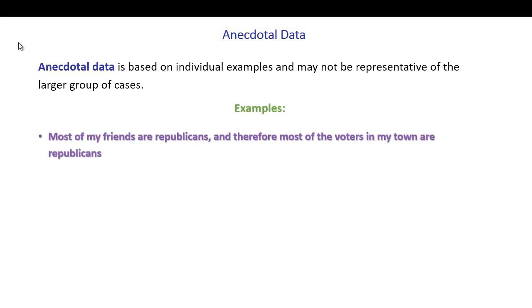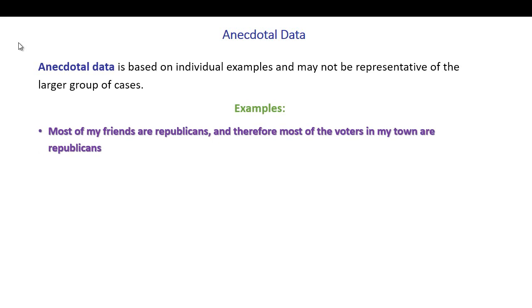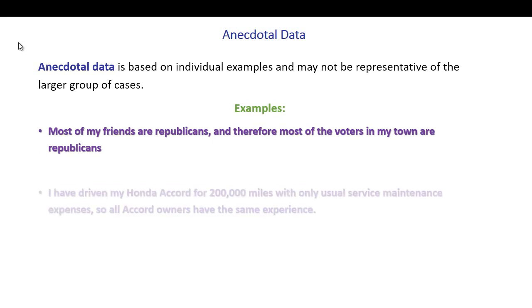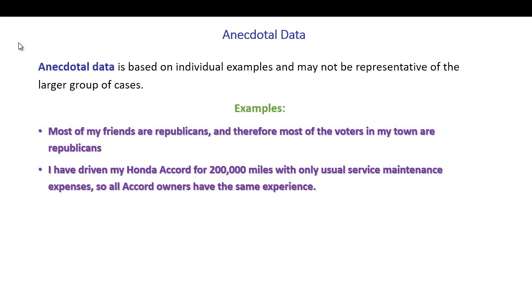Here are a couple of other examples. Most of my friends are Republicans, and therefore most of the voters in my town are Republicans. I have driven my Honda Accord for 200,000 miles with only usual service maintenance expenses. So all Accord owners have the same experience.